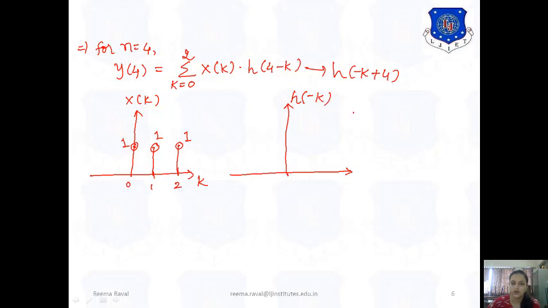So here we are drawing first of all h of minus k, for which we will consider h of n given to us, which is 1 0 1, right? So it will be at instant 0, minus 1, minus 2, having the values 1, 0 and 1. Now we will shift it on the right side by 4 instances. So now this will go to 1, 2, 3 and 4, that means it will go to instant 2.